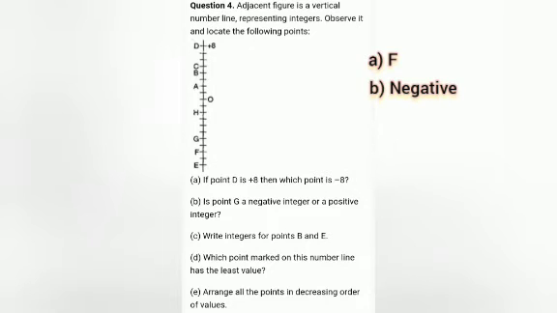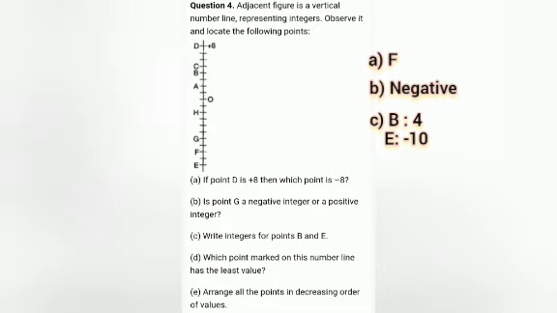Write integers for points B and E. Which is point B? From 0 you count 1, 2, 3, 4. So 1, 2 is A, 3, 4 is B. So B is 4. And what about E? F is -8, -9, -10. So E is -10.